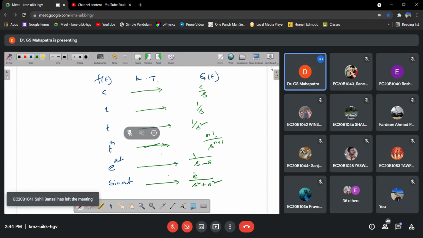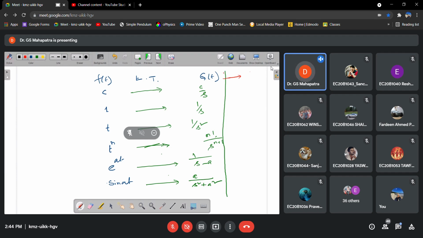I have to write a few more. Before that, you just see. Now what I am going to write is f(t) as the inverse Laplace transform. But wait a little bit, don't go so fast.